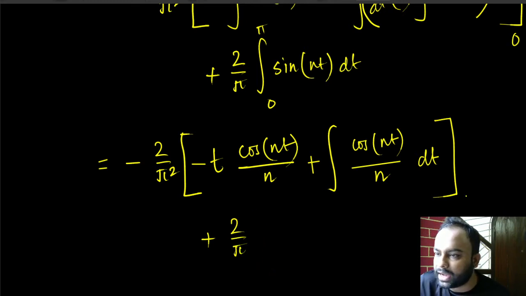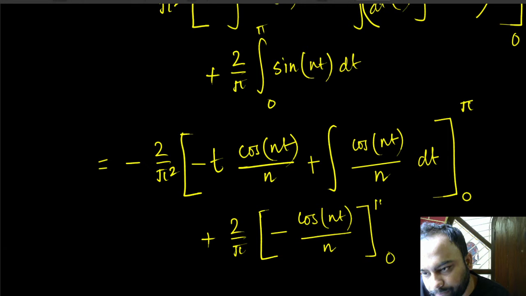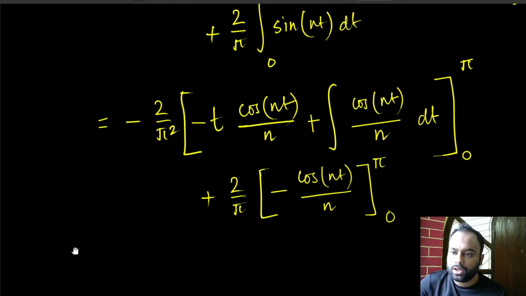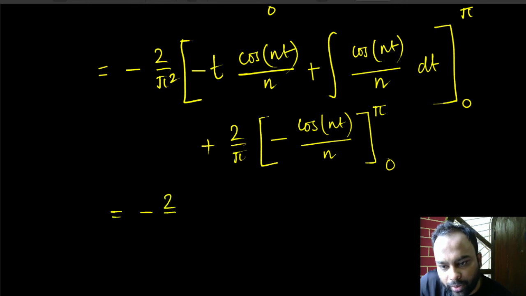So we have again limits from 0 to pi, and here we have integration from 0 to pi again, so the integration is minus cos nt by n from 0 to pi, right? So with that said, if I calculate this, it becomes 2 by pi square.